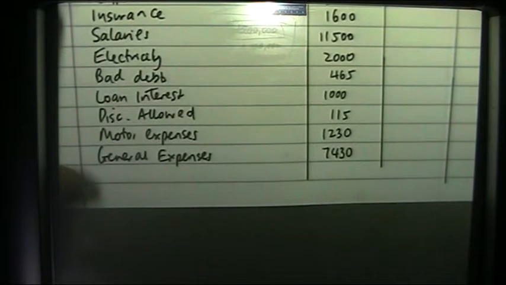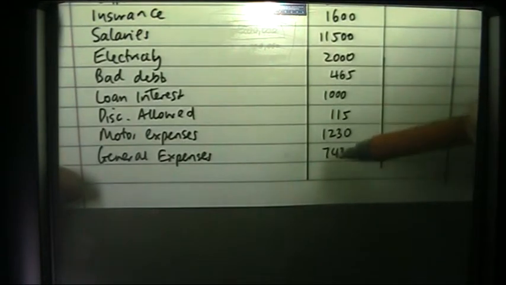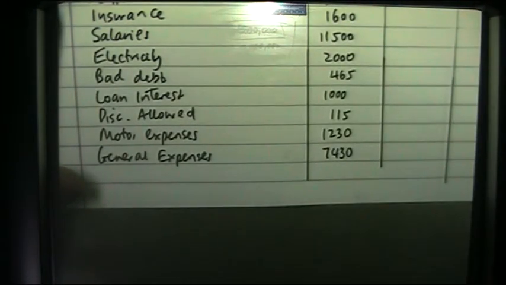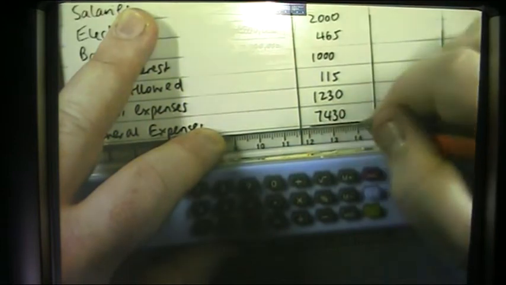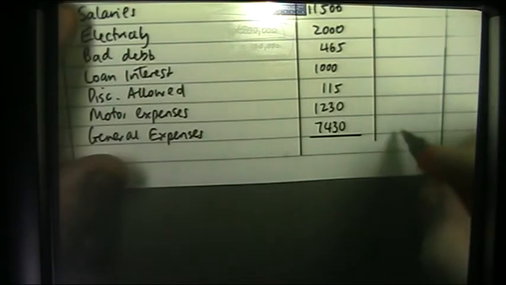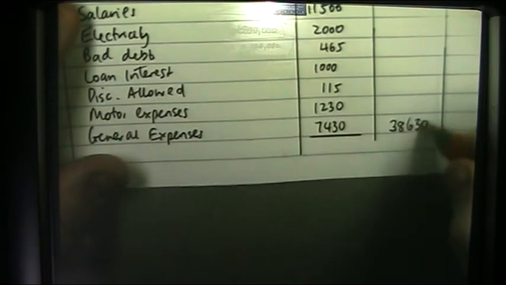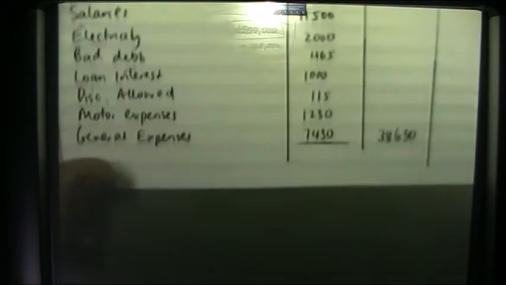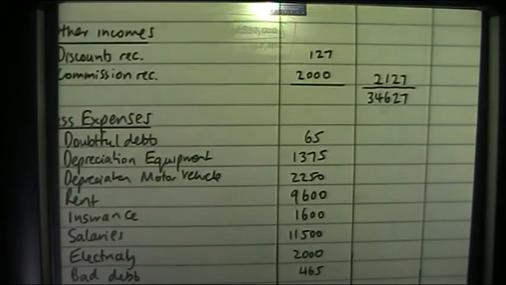Okay, so how many expenses have I got on my sheet? 1, 2, 3, 4, 5, 6, 7, 8, 9, 10, 11, 12 on my trial balance. 4, 5, 6, 7, 8, 9, 10, 11, 12. So I've used all of my expenses from my adjustments in my trial balance. So what am I going to do? Well, I need to add those up. And when I add them up, total expenses are £38,630.